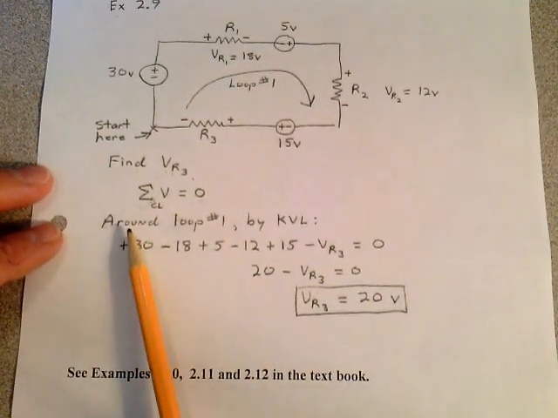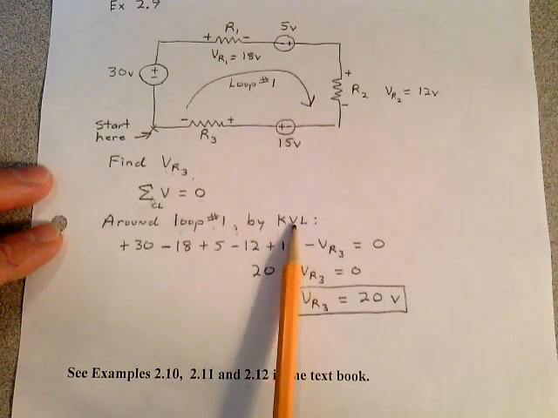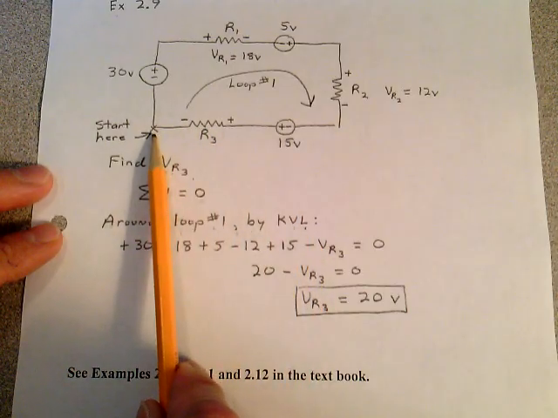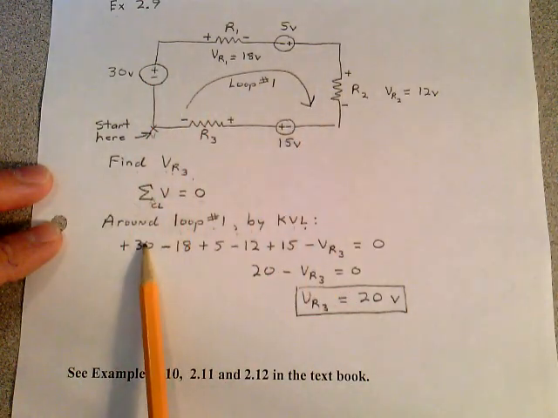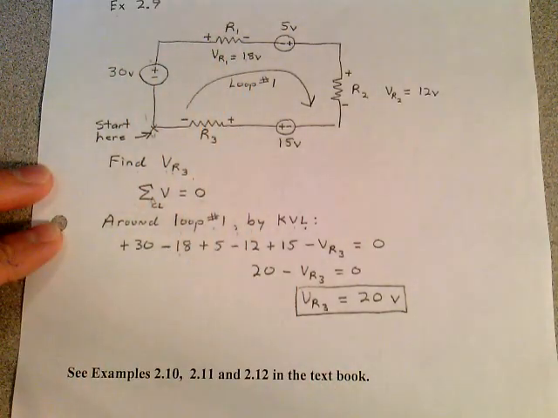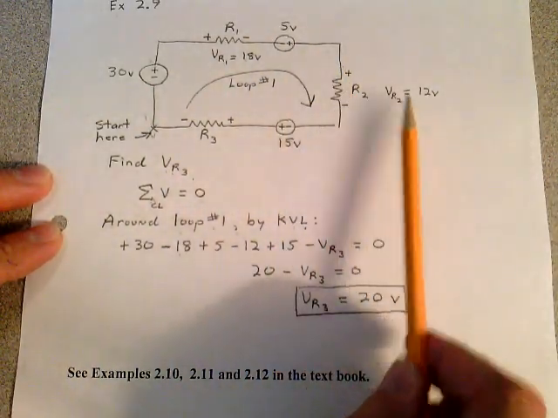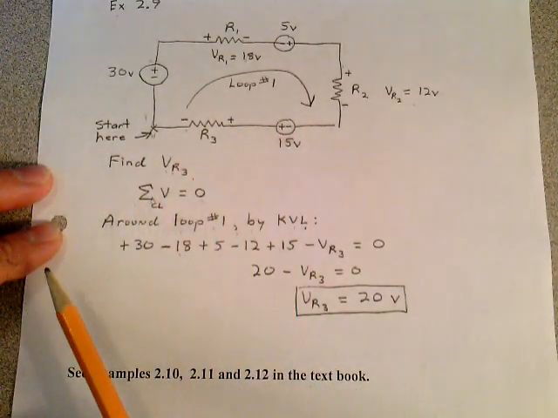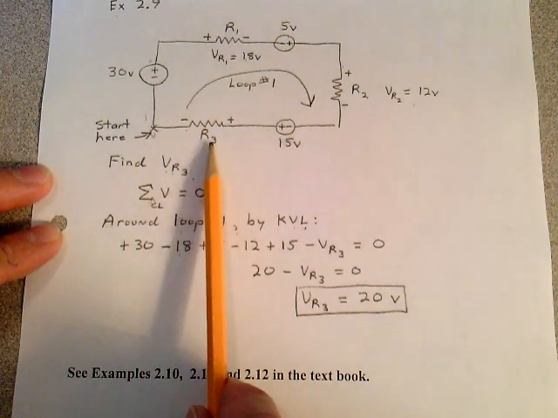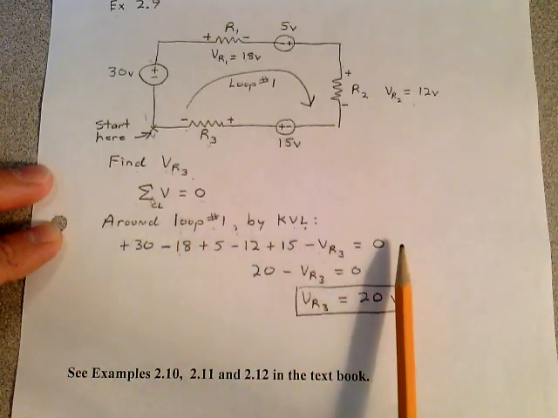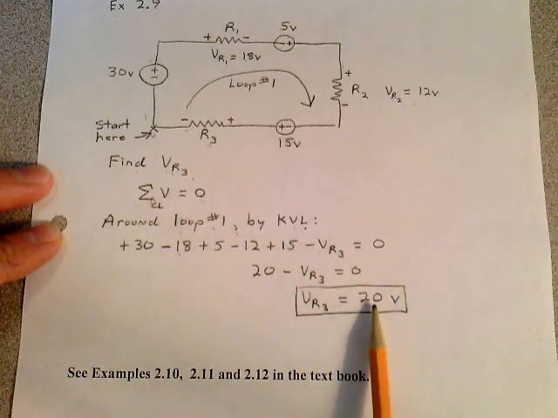So I write around loop 1 by KVL. Not KCL, we're doing KVL. So I start down here at the bottom left-hand corner and I go around that loop. Plus 30, it's a rise. Minus 18, that's given, plus to minus. Plus 5, it's a rise. Minus 12, it was given. Plus 15, it's a rise. Minus VR3, that's the voltage across resistor R3. Minus VR3 equals 0. There's our equation. There's our linear equation. Solving it, VR3 is equal to 20 volts.